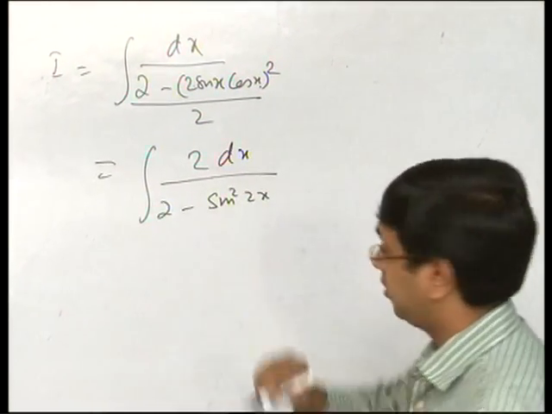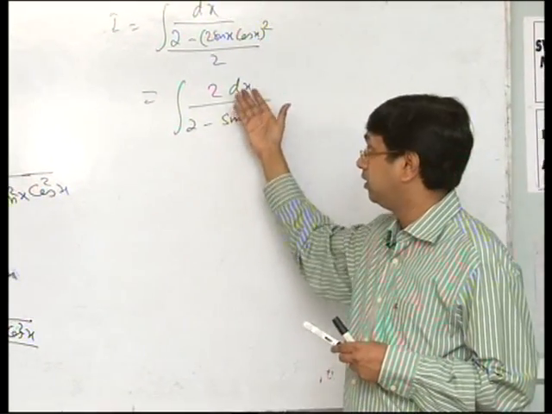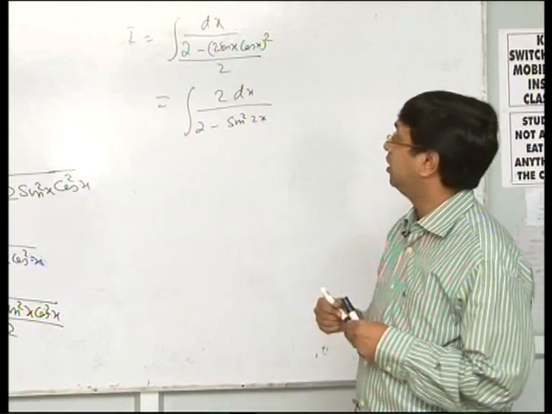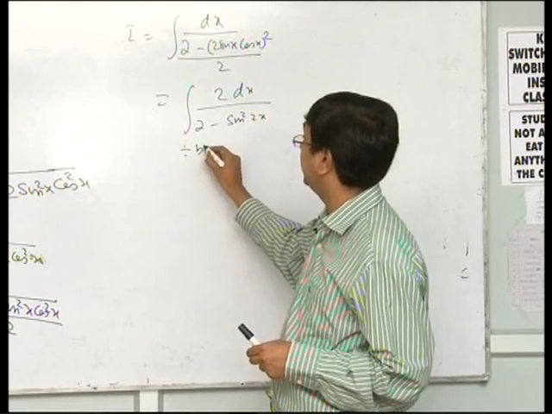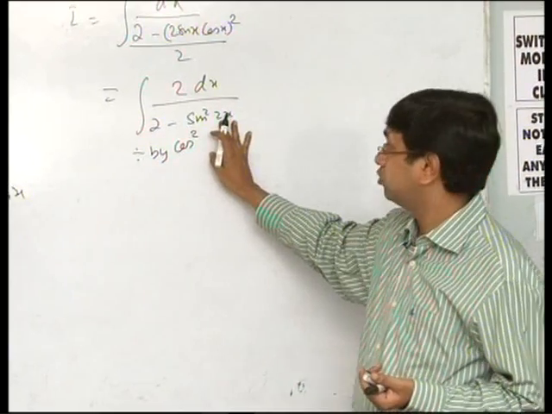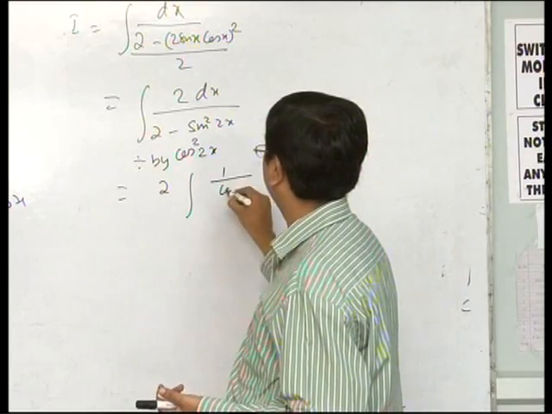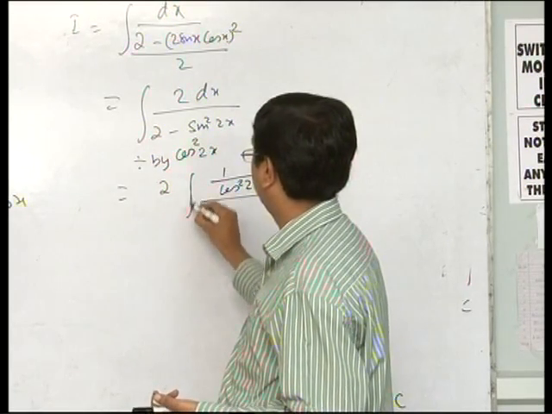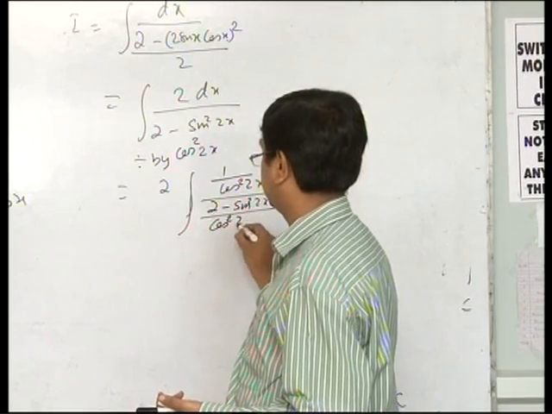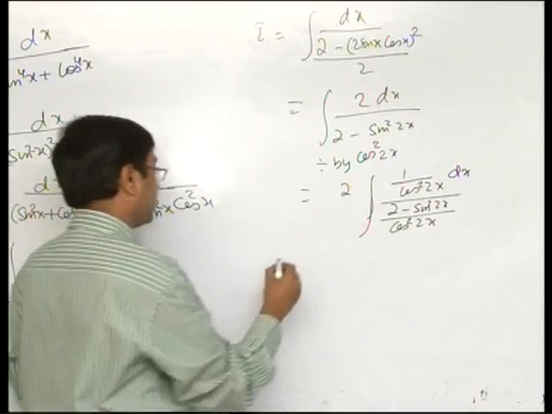Now what is the thing we will do after this? Now this reduces to a very well known form. Which one? dx upon a sine square x plus b. So now there is no difficulty, we just need to divide by cos square of whichever angle it is. So here it is sin 2x, we'll divide it by cos square 2x. So 2 is out, 1 by cos square 2x upon 2 minus sin square 2x by cos square 2x, obviously dx. Now you know it's very easy to solve.